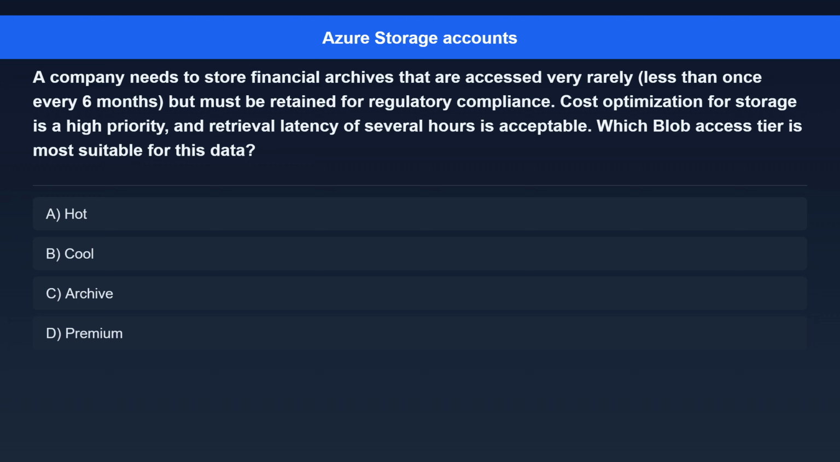Question 3. A company needs to store financial archives that are accessed very rarely, less than once every 6 months, but must be retained for regulatory compliance. Cost optimization for storage is a high priority, and retrieval latency of several hours is acceptable. Which blob access tier is most suitable for this data? Option A. Hot. Option B. Cool. Option C. Archive. Option D. Premium.